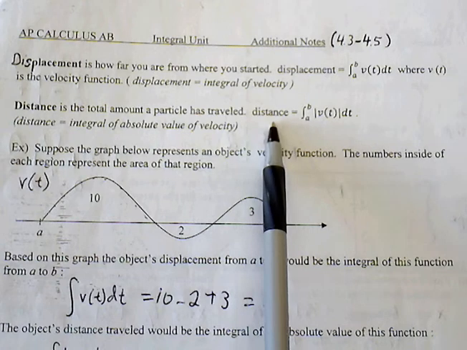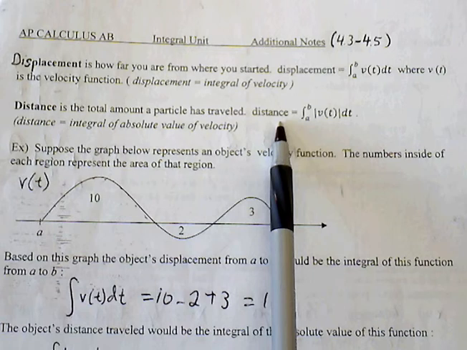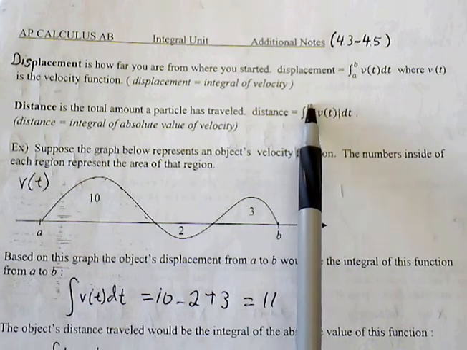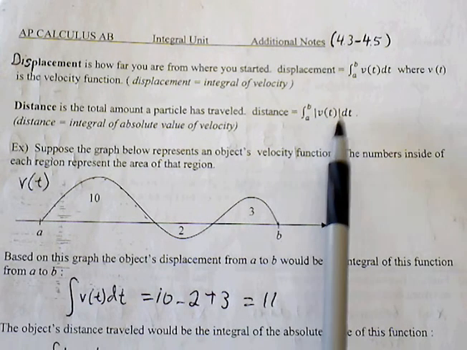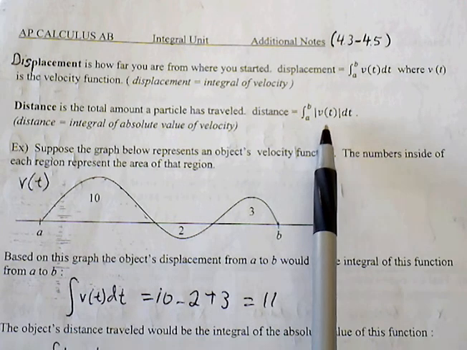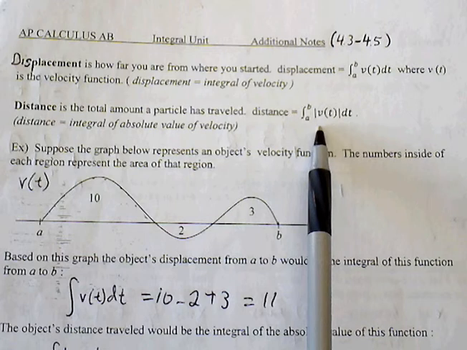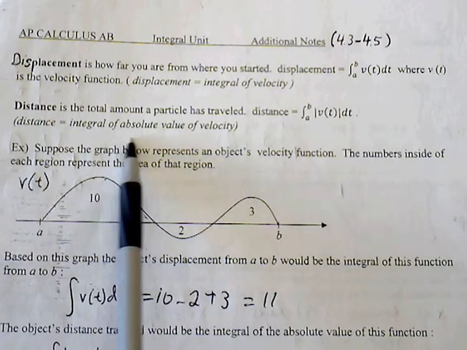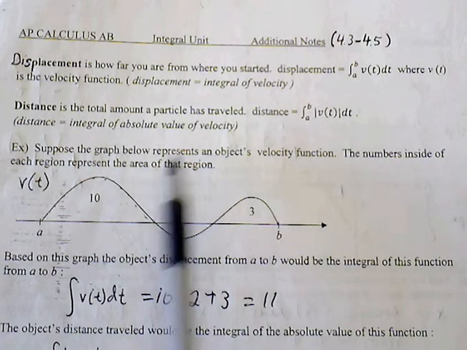What this looks like is we can write it as distance is equal to the definite integral from a to b of the absolute value of v(t) dt. So even if an object is moving in a negative direction, we're going to keep track of it as a positive. Okay? So distance is simply the integral of the absolute value of velocity.